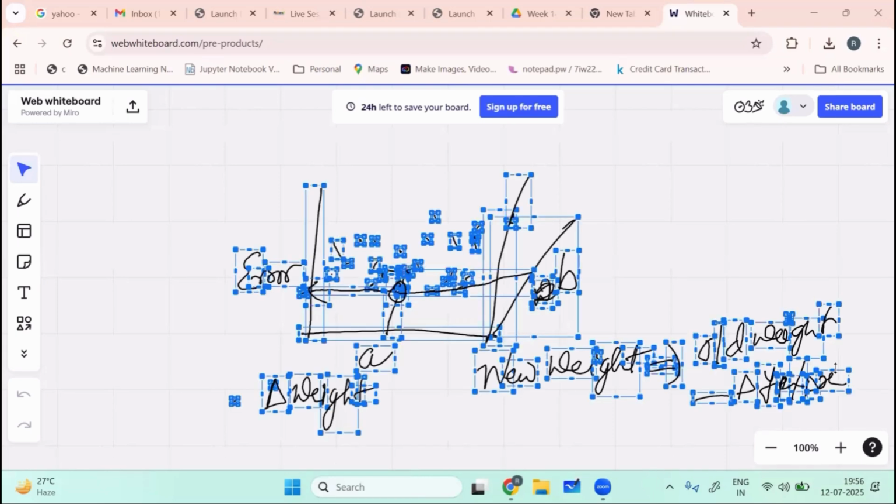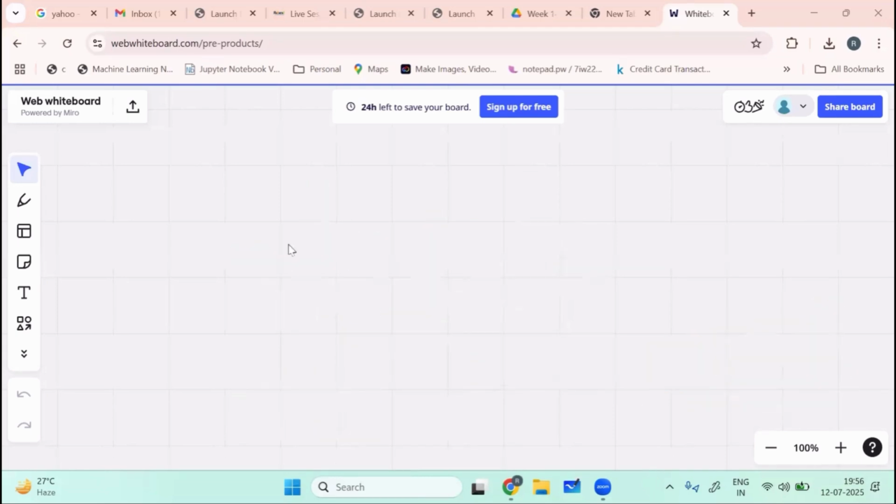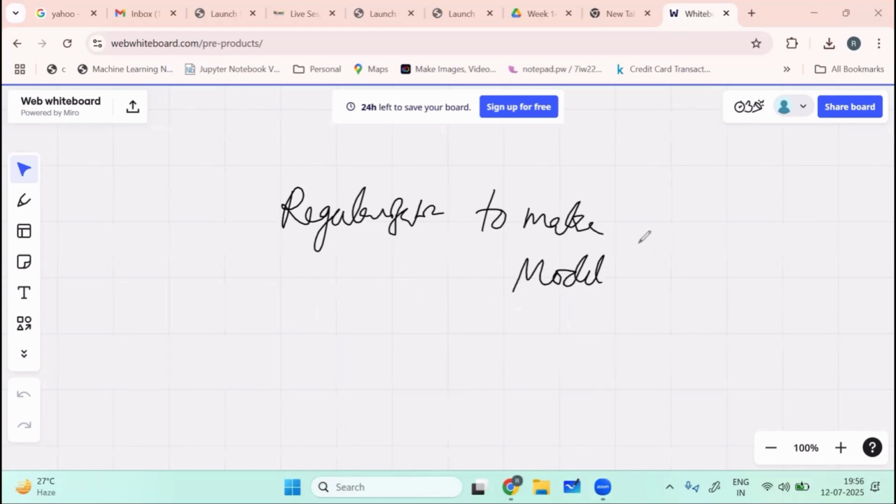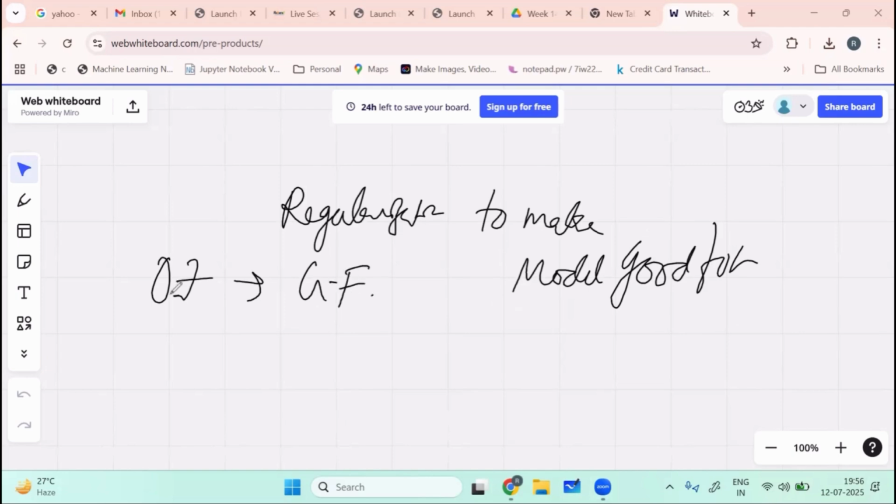But is it clear that these are the quick hacks? Two sorts of things can happen. One particular thing is known as regularization. What is regularization? To make the model a good fit. If it is overfit, bring it down, bring the variance down and make it a good fit.